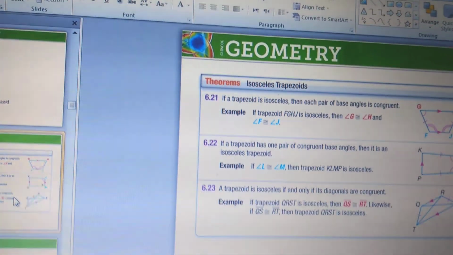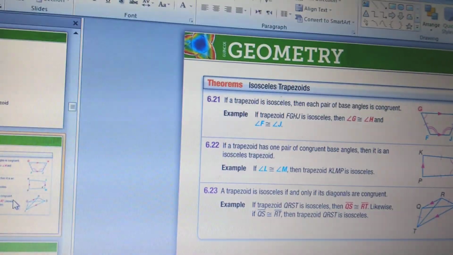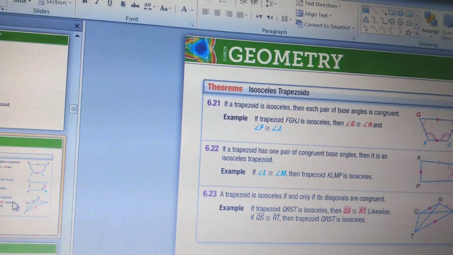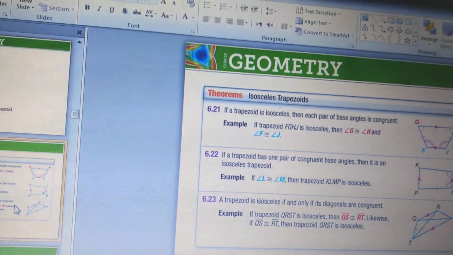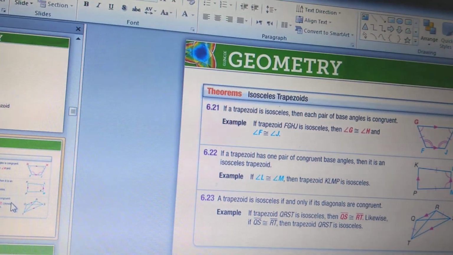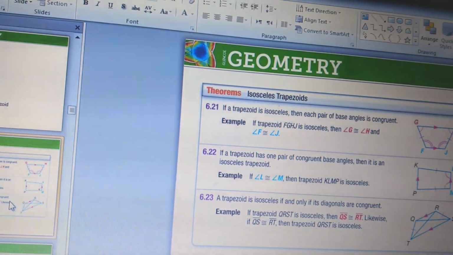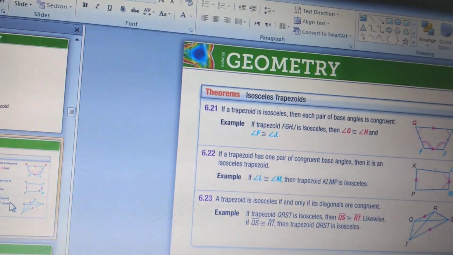Isosceles trapezoid. Of course, a trapezoid is a quadrilateral, consists of 4 sides. The main property of a trapezoid, it has one pair of opposite sides parallel. This is a trapezoid in general, but we don't care about the trapezoid in general. We are going to study one kind, which is isosceles trapezoids.